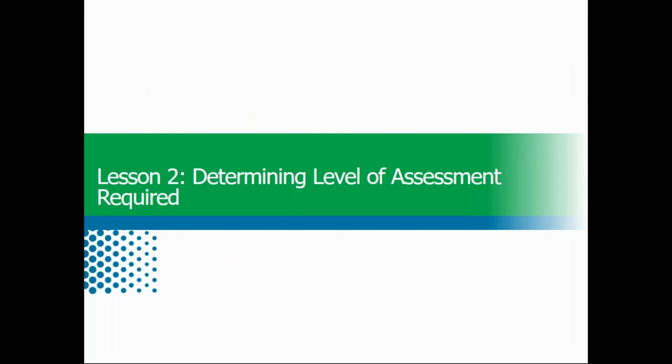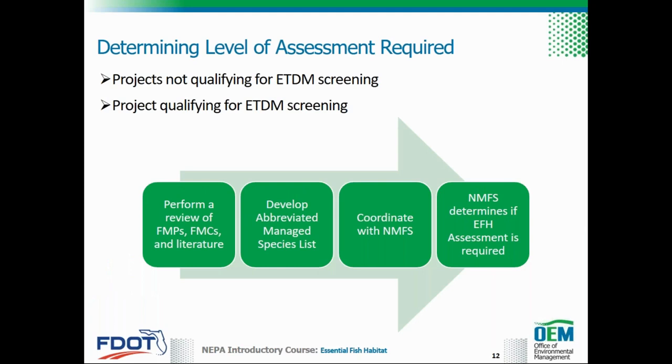We will now move to Lesson 2, in which we'll discuss determining the level of assessment required for a project. During the planning phase, some FDOT projects may qualify for the Efficient Transportation Decision-Making, or ETDM process. Refer to Part 1, Chapter 2 of the PD&E Manual for more information regarding which projects qualify for ETDM screening.